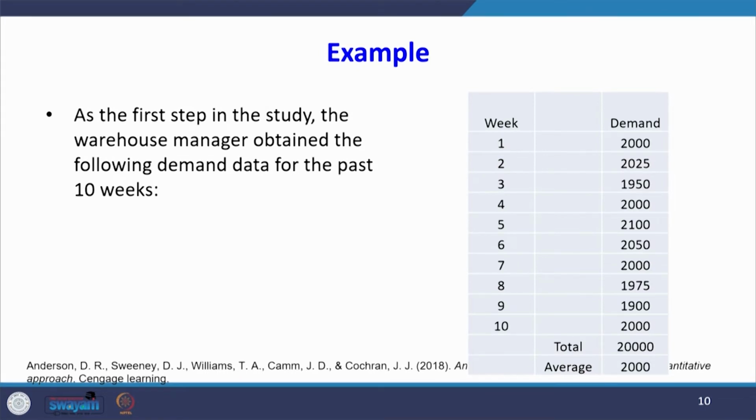As the first step in the study, the warehouse manager obtained the following demand data for the past 10 weeks. So, he knows the demand from the customers for the 10 weeks. For example, week 1 2000 units, week 2 2025, like this. For example, the 10th week it is 2000. So, the total demand is 20,000. So, 20,000 upon 10, so the average demand is 2000. Every week the average demand is 2000.